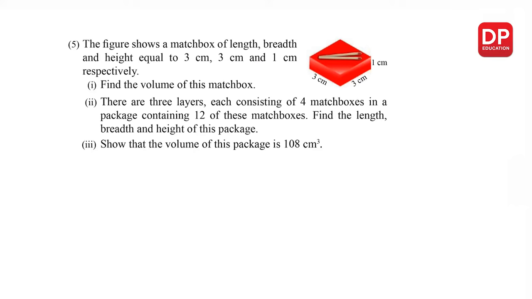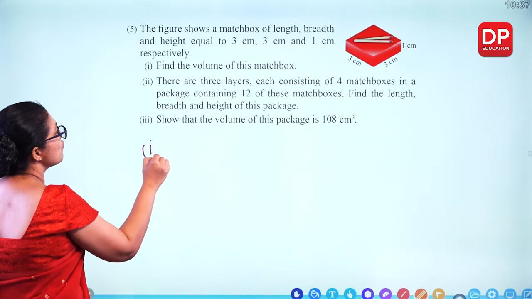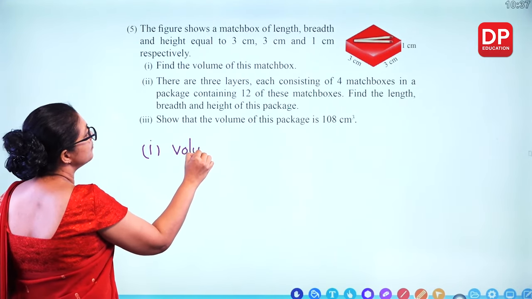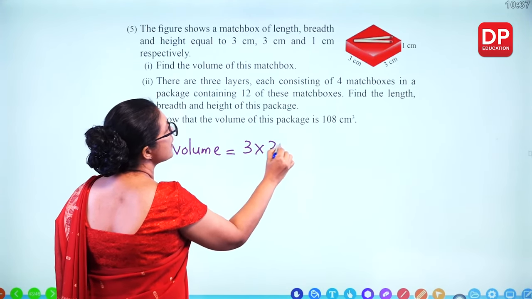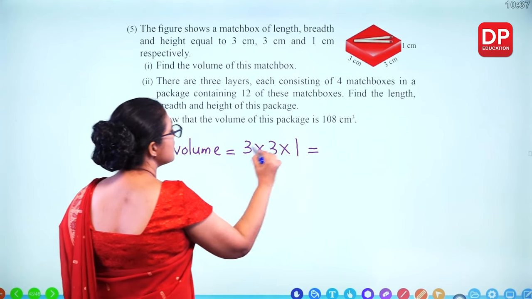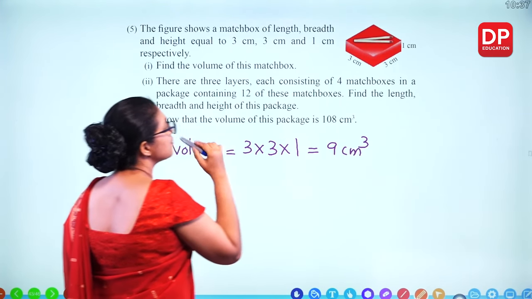Question number 5. The figure shows a matchbox of length, breadth and height equal to 3 centimeters, 3 and 1. Find the volume of this matchbox. So how do you find out the volume? Length, breadth into height. 3 times 3. 9 cubic centimeters.